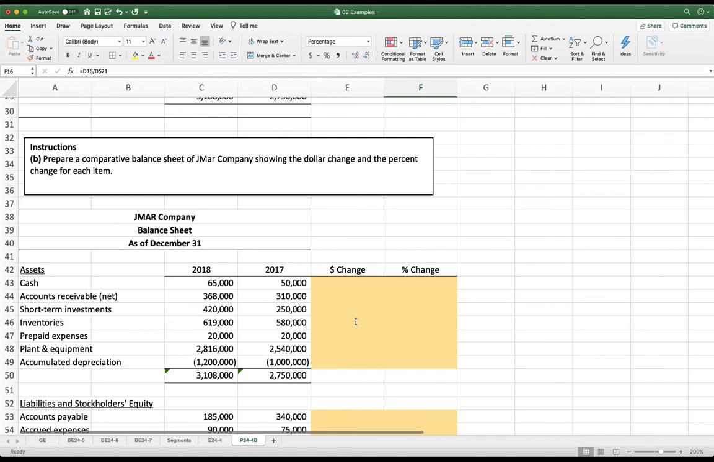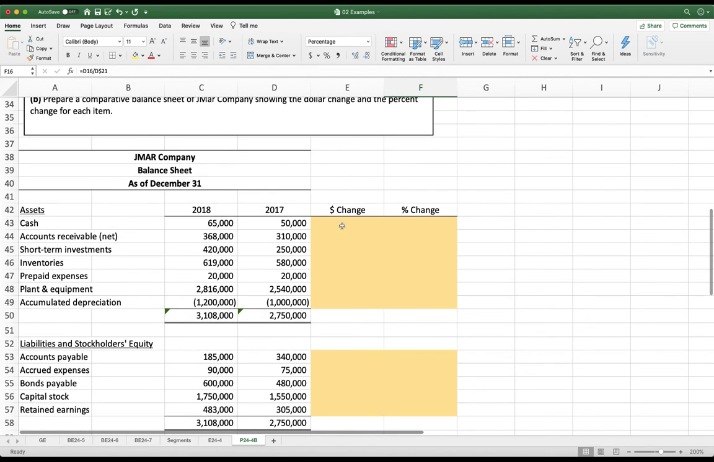Then we're going to do our comparative balance sheet of JMAR showing the dollar change and percent change for each item. So now we're doing our horizontal analysis. So again, we want to take our 2018 number, the current year, and subtract out the prior year to get our dollar change. So this account, cash, increased by $15,000 year over year. Then to get our percent change, we're going to take our dollar change and divide by the prior year because we want to know how much it's increased over last year. So that gives us 30%.